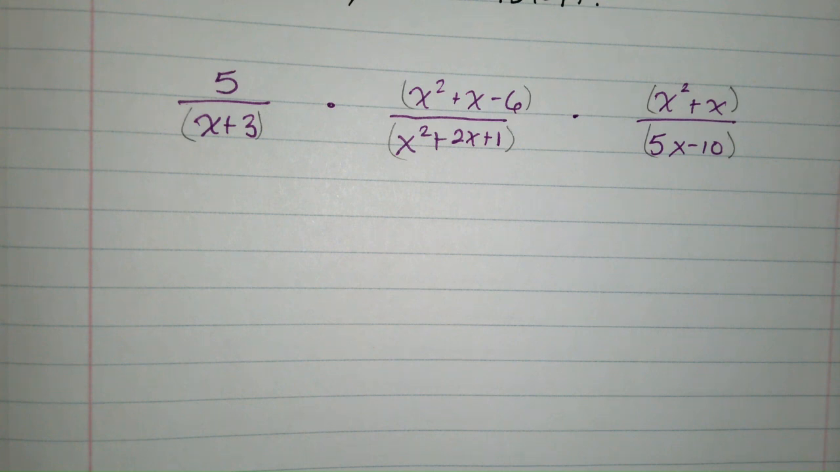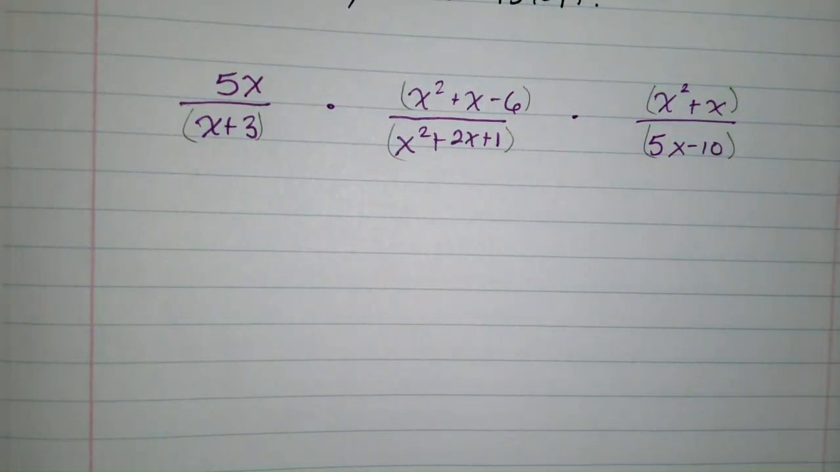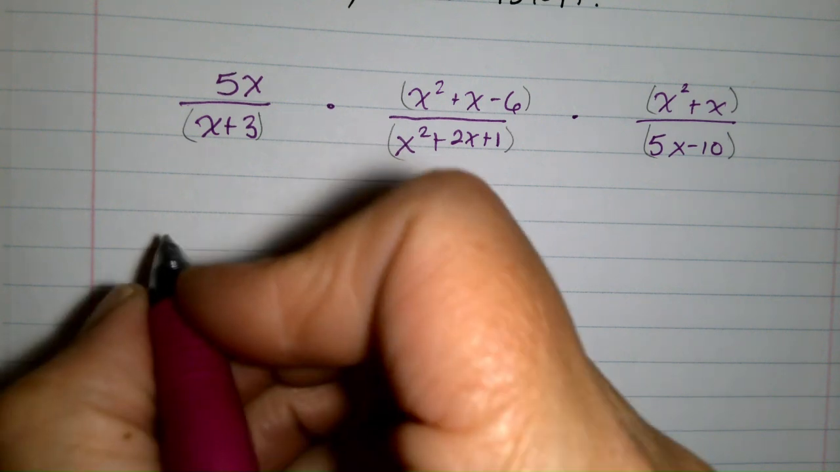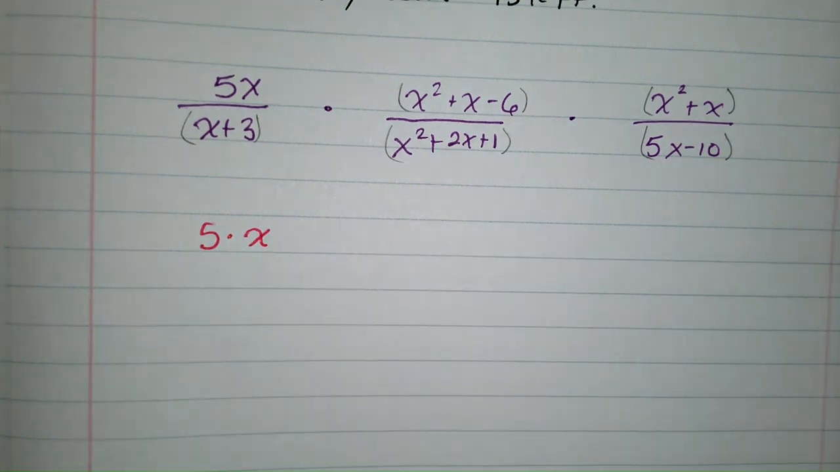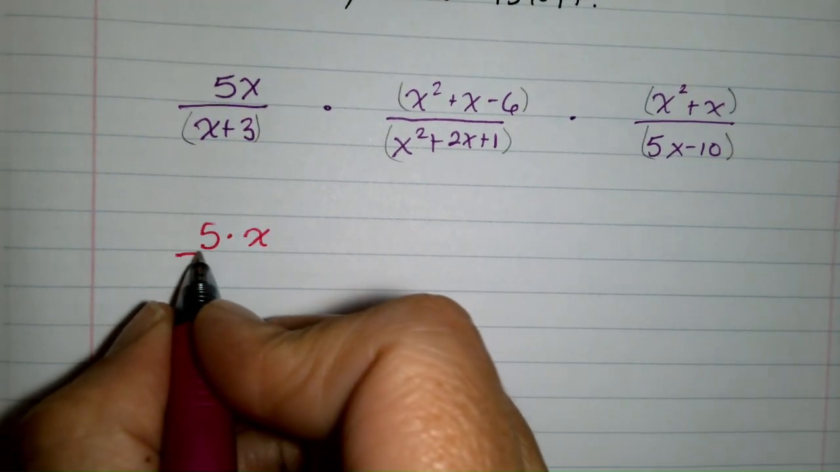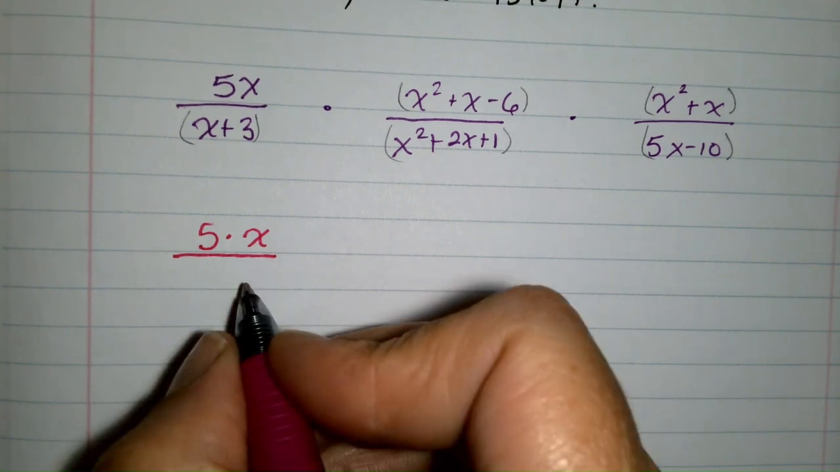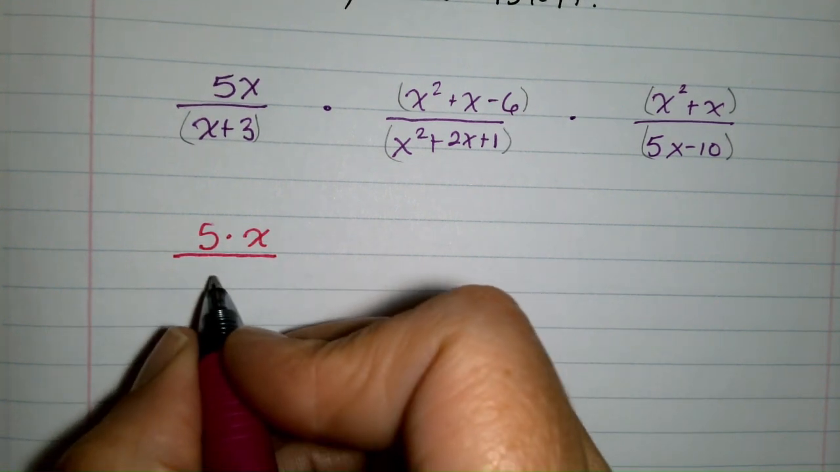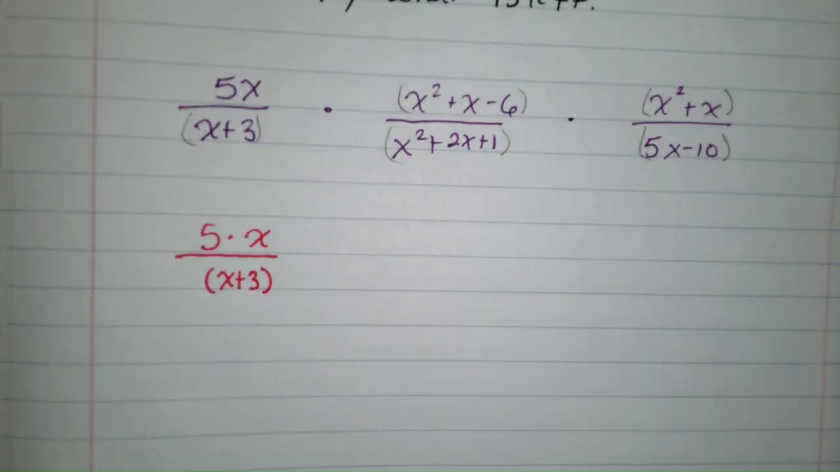Actually, that's not the problem I wanted. I wanted 5x. I forgot. So sorry about that. Okay, so the first numerator just reads 5 times x. That's already a multiply problem. The denominator is an adding problem, and it has a GCF of 1. I could write it 1 times x plus 3, or I can just write it x plus 3. It is prime. I can't do anything to that.